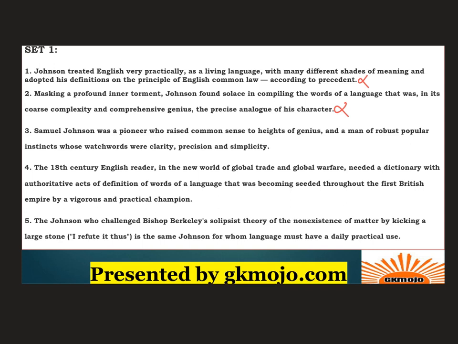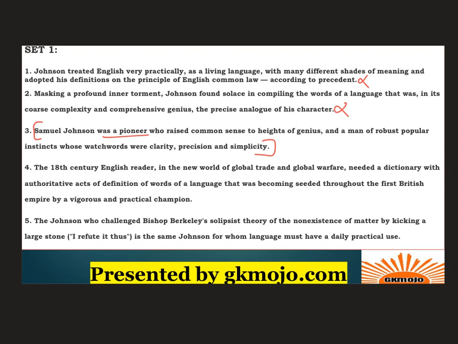Third sentence: Samuel Johnson was a pioneer who raised common sense to heights of genius, and a man of robust popular instincts whose watchwords were clarity, precision, and simplicity. Right, so this is basically introducing Samuel Johnson, a person who has been spoken about in sentences one and two also. But why are they mentioning him as a pioneer, or why are they introducing him? We do not know that, so we'll read the other sentences and then decide which is the introductory sentence.